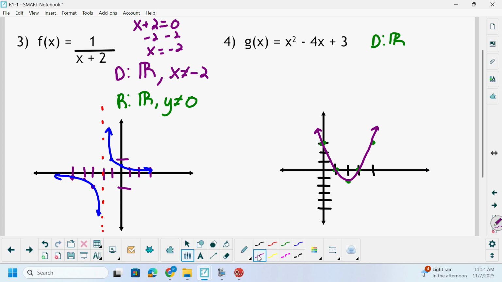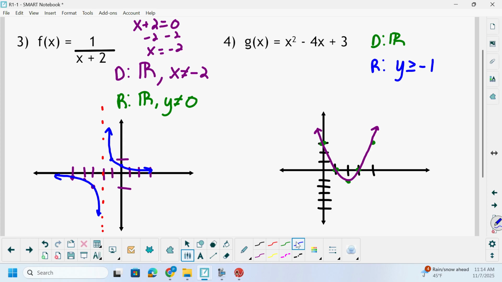Now for our range, we need to know how low we go. It's going down to -1. We need to know how far up we go. And notice it's going up forever. So we need to say with an inequality that we go as low as -1 and up forever. So we'll have y is greater than or equal to -1. It's got the equal to because it includes that -1.